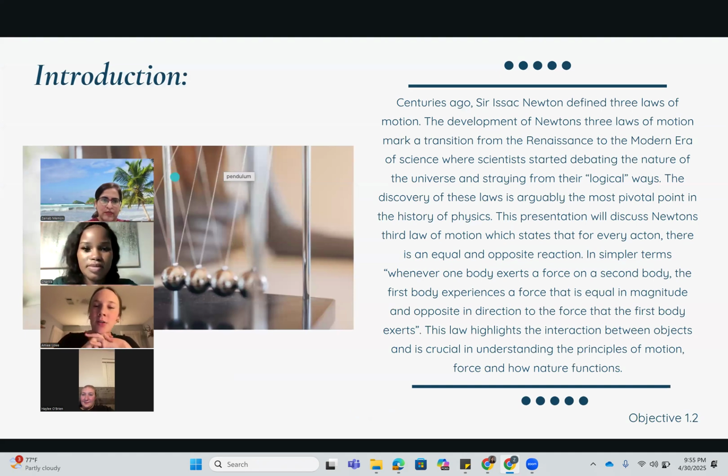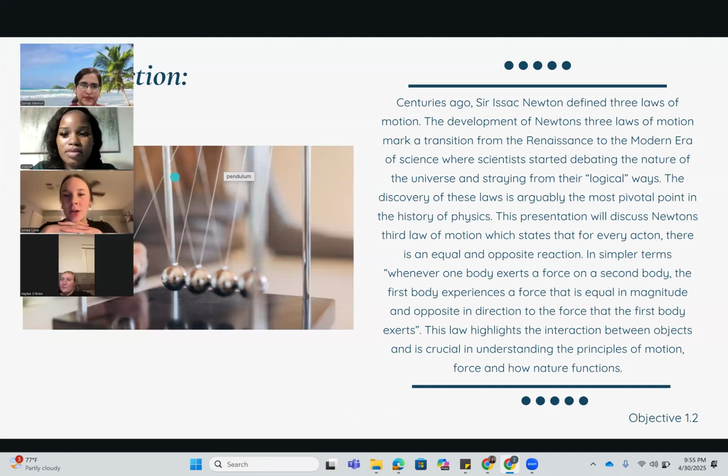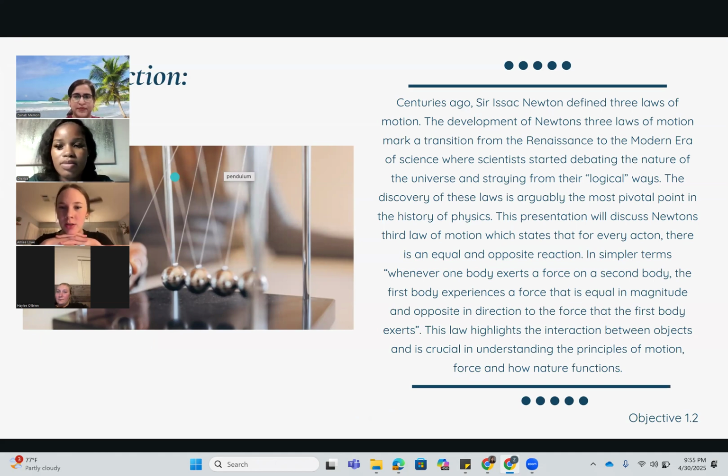All right, so a little introduction. Centuries ago, Sir Isaac Newton defined three laws of motion. The development of Newton's three laws of motion marks a transition from the Renaissance to the modern era of science, where scientists started debating the nature of the universe and straying from their logical ways. The discovery of these laws is arguably the most pivotal point in the history of physics.